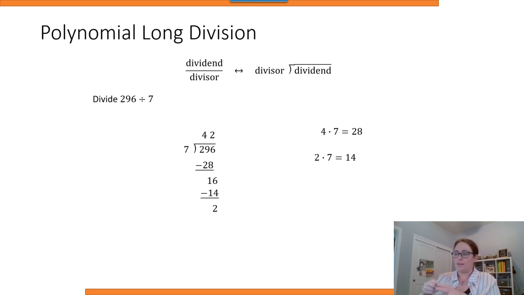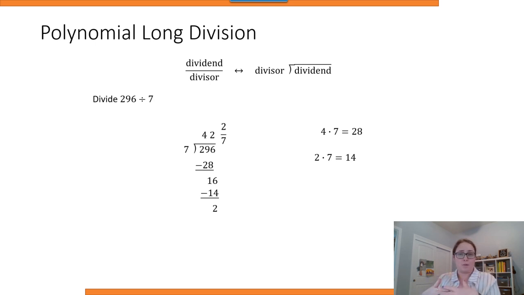Now, you might be thinking, what if I add a 0 to the end? That's if you want a decimal answer. Since we're trying to apply this to polynomials, we're always going to go with the fraction version of this because we can't deal with decimals with polynomials. So the 2 becomes the numerator of a fraction, and it's always over the divisor, which is 7. So my answer becomes 42 and 2/7. That's what I get from this.